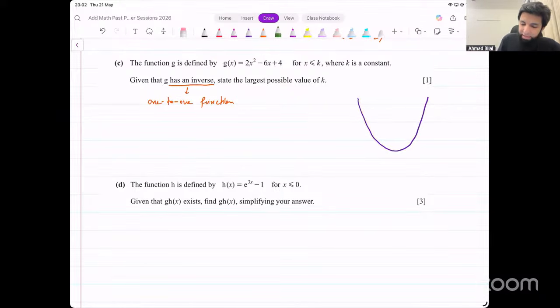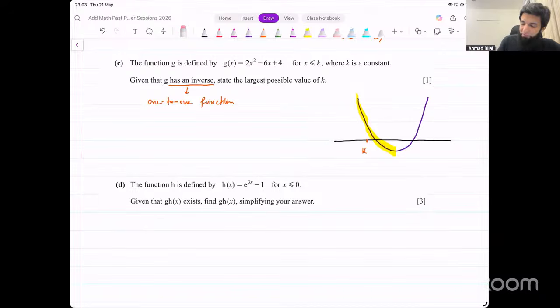Now, they are saying x is less than or equal to k. So on the x-axis, we've got some value that is k. Now, there's some value k such that to the left of that, the function is one-to-one. So for example, k might be here, let's say. To the left of this, it's a one-to-one function. But is this the largest possible value of k? No, you can still keep going on to the right side. It will still be one-to-one. You can keep going on until you reach the turning point of the function.